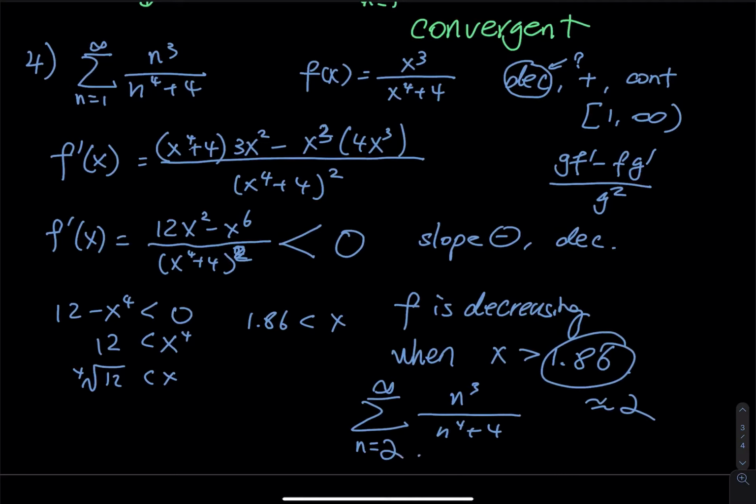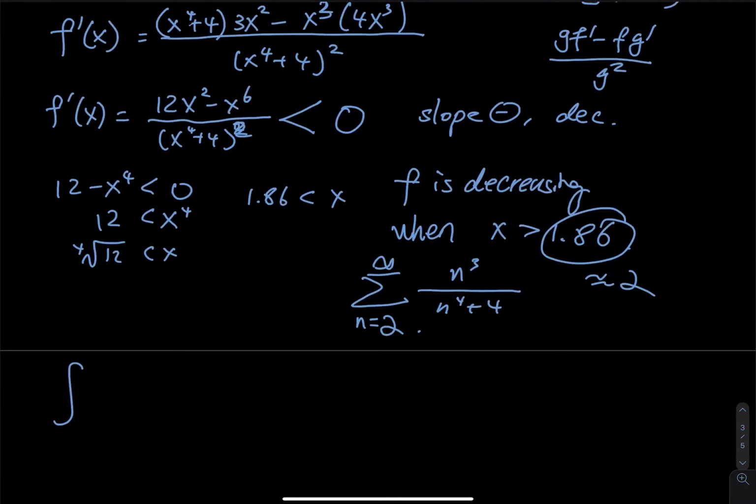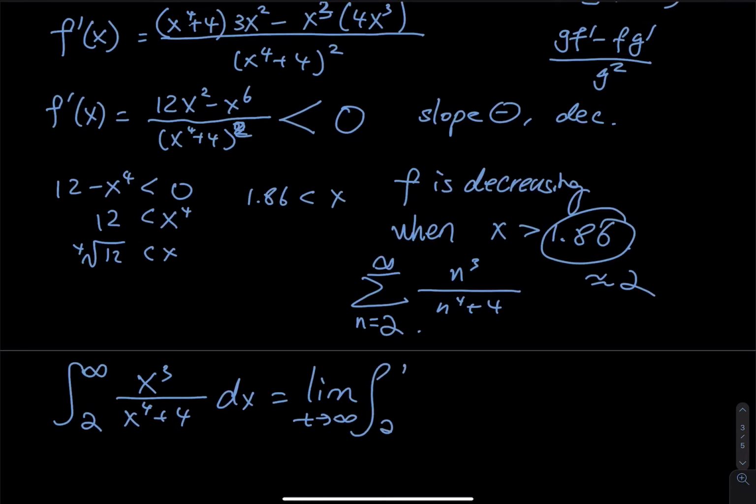That changes the improper integral. So this improper integral now goes from 2 to infinity. We have x to the third divided by x to the 4 plus 4 dx. So set up the improper integral. t goes to infinity. We have 2 to t, and then x to the third divided by x to the 4 plus 4 dx. This is a U-substitution. We let u be the denominator, and then du is equal to 4x to the third dx, and then we isolate the dx on one side.